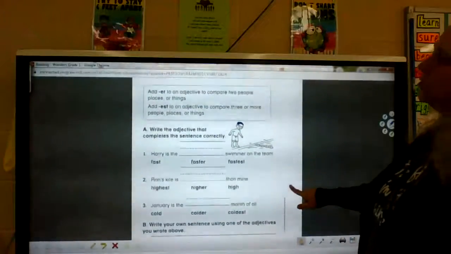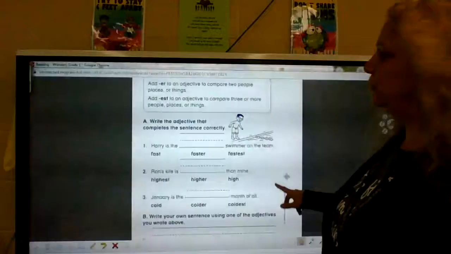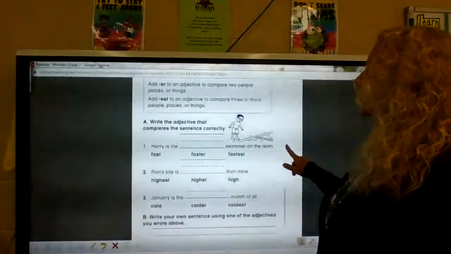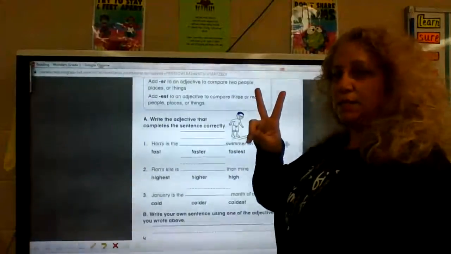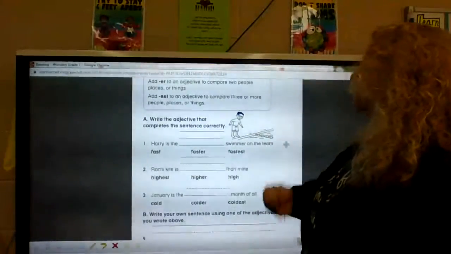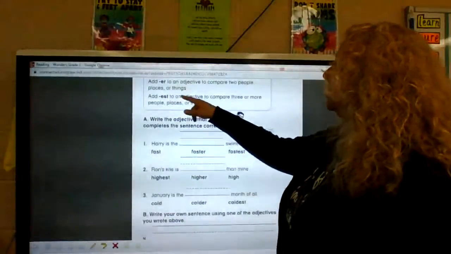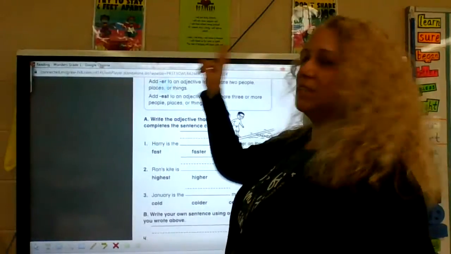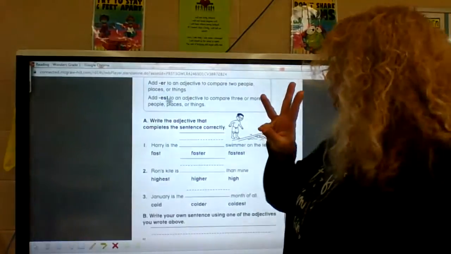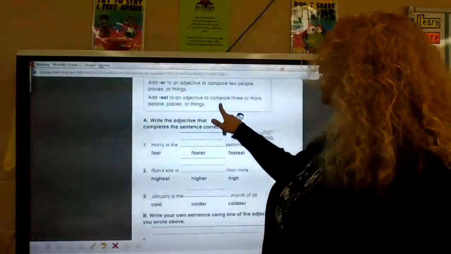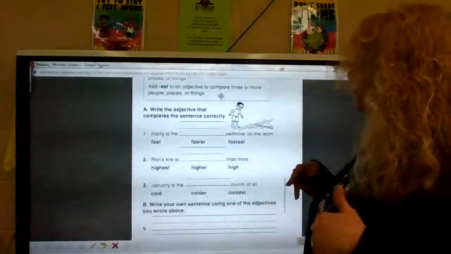All right, this side you're going to do on your own. I'm going to read the directions and then you can finish. So you're adding ER. We add ER to an adjective to compare two people, places, or things. And that's funny because that's two letters comparing two. Add EST, three letters, to compare three or more people, places, or things.